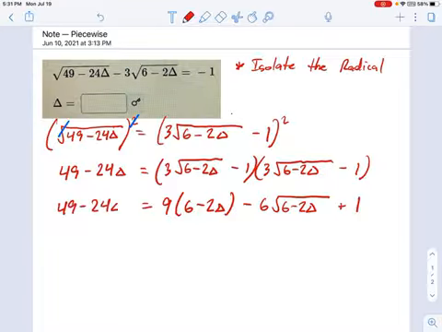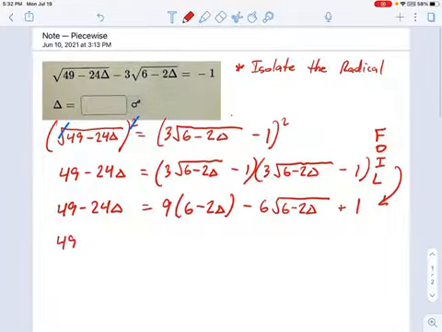Now, if I lost you on that last step, this is essentially foiling. Okay, that's what I did there to get down to here. And if you need to, pause the video, make sure all those terms are correct and you understand how those happened. And let's keep going here.